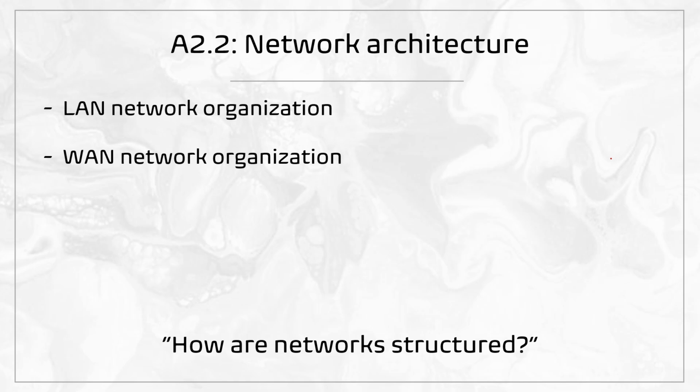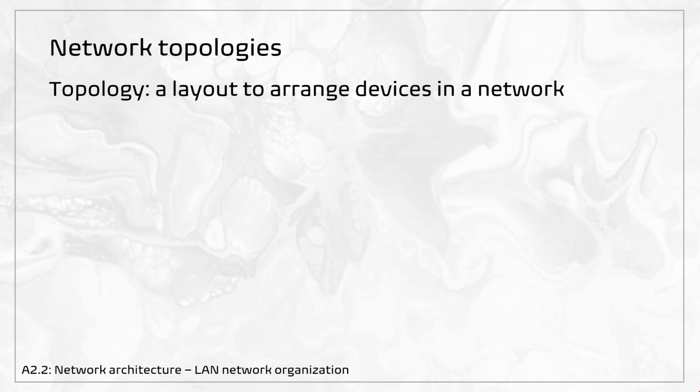Now let's move on to A2.2, network architecture. In this subtopic, we'll be covering how networks are organized both locally and in wider contexts. So let's start with local network organization, beginning with network topologies. A topology just means a layout to arrange devices in a network. There's 3 main topologies you need to know.